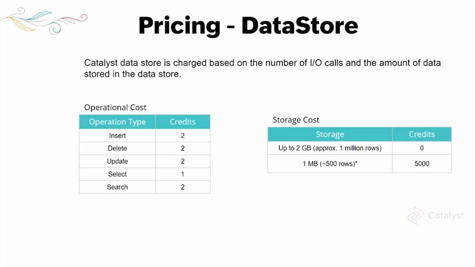From a pricing point of view, data store has two types of costs, an operational and a storage cost. The operational cost varies with regards to the insert, delete, update, select, or search operation that you would make. The storage cost, about 2 GB of storage comes free, which is approximately 1 million rows. Beyond that, for every additional MB that you take in, there is a credit charge of 5,000 credits for approximately 500 rows.